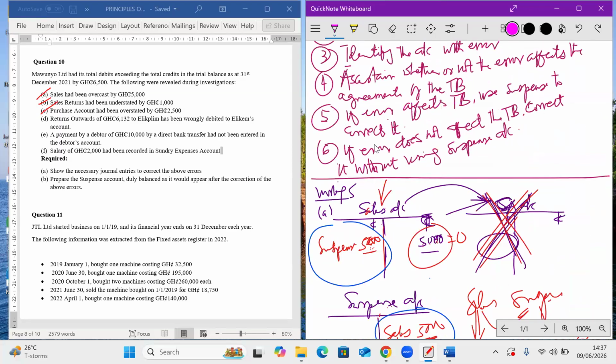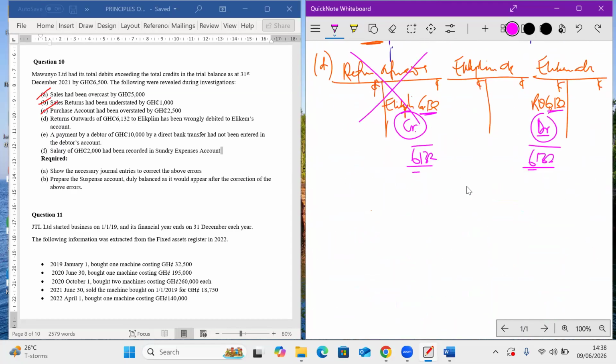So is it 5 or 6? Which are we going for? Is it step 5 or step 6? Which one are you guys going for? The error, does it affect the agreement of the trial balance? No. So we go to 6. If error does not affect the trial balance, correct it without using suspense account. So here, we will not bring suspense account.